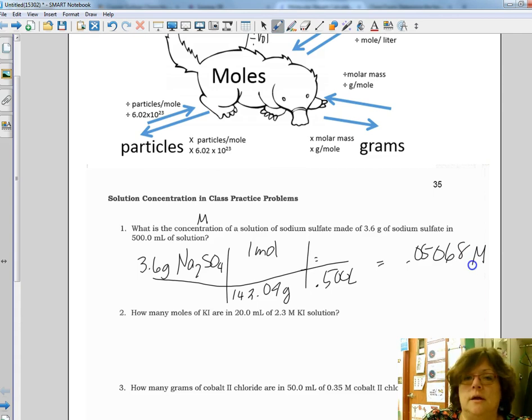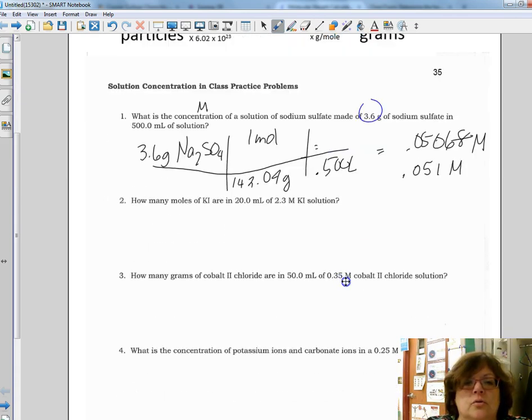0.05068 molarity. We have 2 sig digs, so we're going to drop 68 off, and we'll have 0.051 molarity. It looks like a 7, but it's not. 0.051.